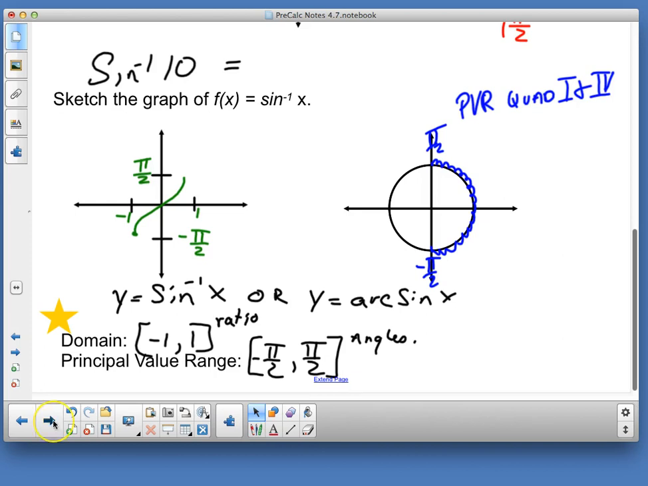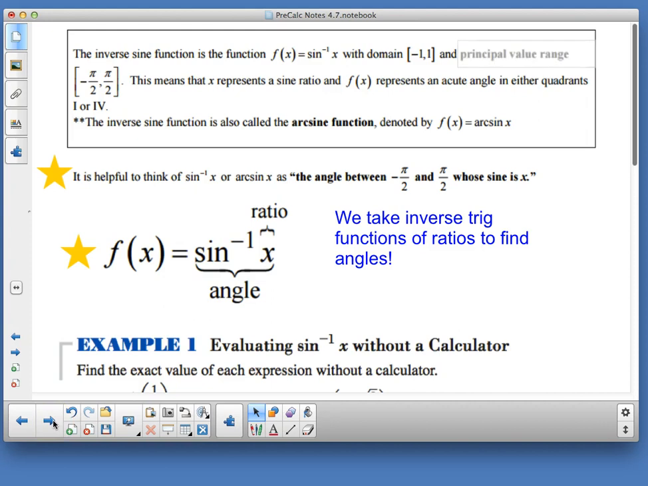Now, the stuff that I just talked about is the stuff that's right there. Matter of fact, you should talk about the principal value range, PVR.